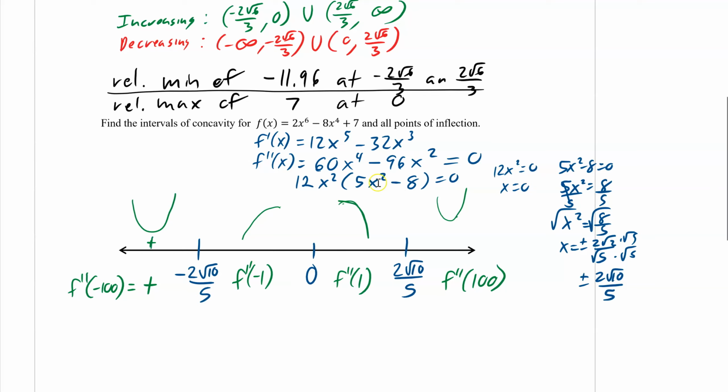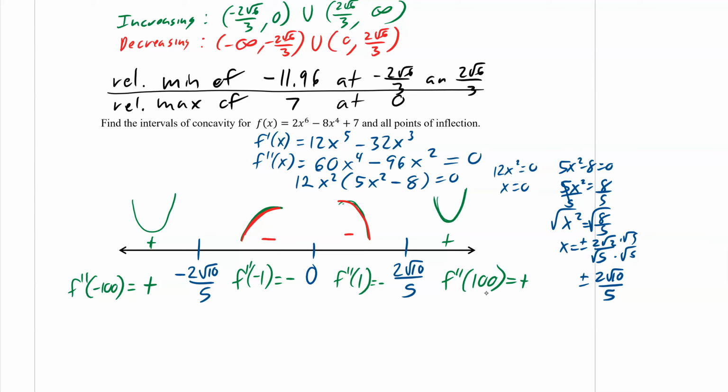Now we look at the negative, that would be 5 take away 8. That comes out to be negative. And so again, concave down. And then I do the same thing here. If I plug in 1, it would be the same thing, which is negative. So again, concave down. And then the last one, if I plug 100 into 5x squared, that would be massively positive. So again, concave up.